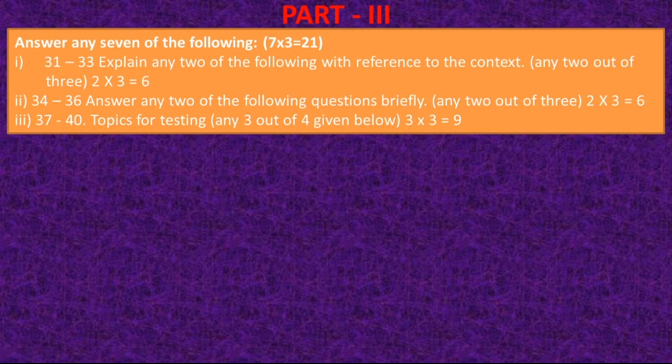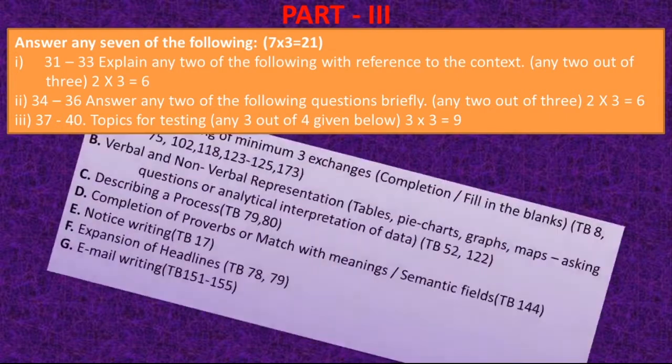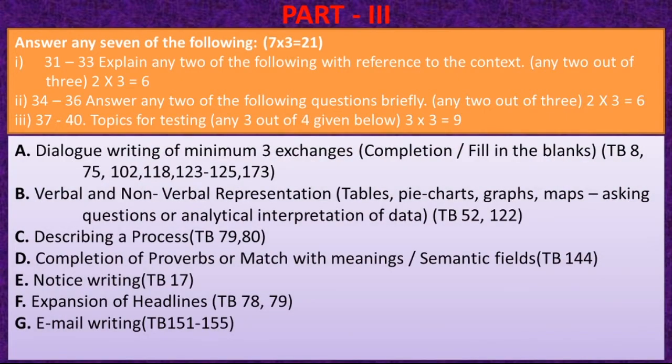Okay, the 37 to 40 is what I call it. The first one is writing, dialogue writing. Okay, dialogue writing will be given. Out of that, 4 will be asked. 4 questions will be asked, and you have to answer 3. So that should be kept in your mind. Now look at this. Under this 37 to 40th, what are the areas that are covered? Dialogue writing, minimum 3 exchanges, or 5 exchanges, not more than that. Within 3 exchanges you have to complete the answer.